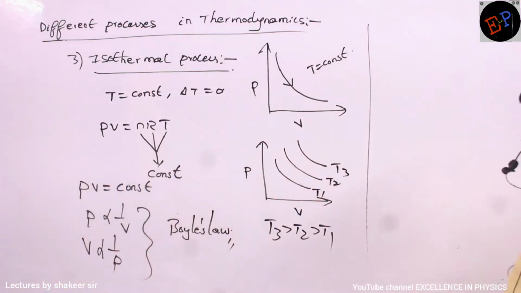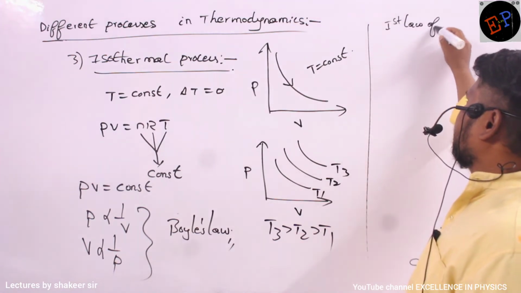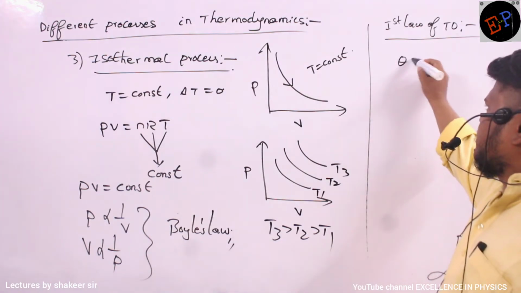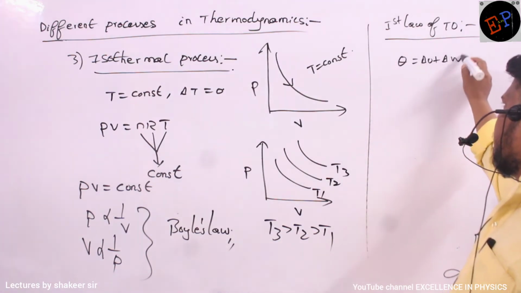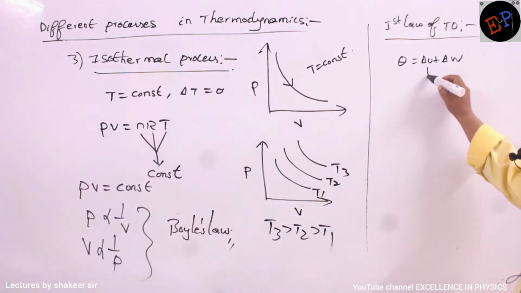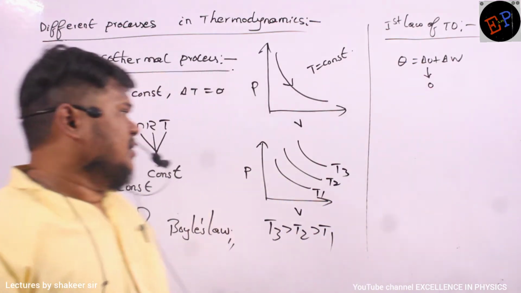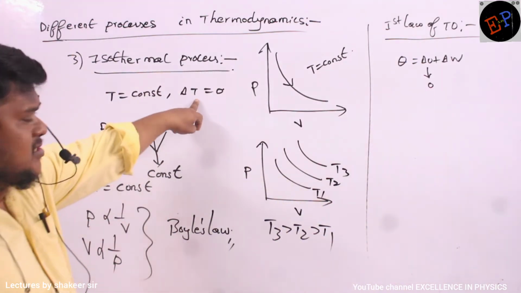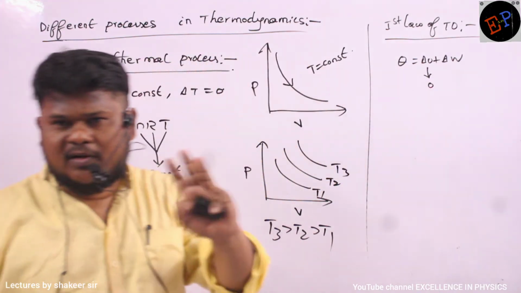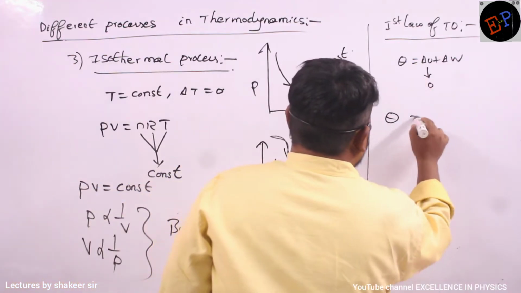Now we will study about the first law of thermodynamics. What is the first law of thermodynamics, ma? Q is equal to delta U plus delta W. Anything which is 0? Delta U is 0. Temperature is a constant, no, ma? Temperature remains a constant. It means change in temperature is 0. It means change in internal energy is also 0. Internal energy will not change in isothermal process. Okay? So therefore, Q is equal to delta W.